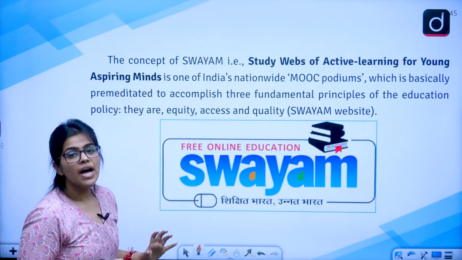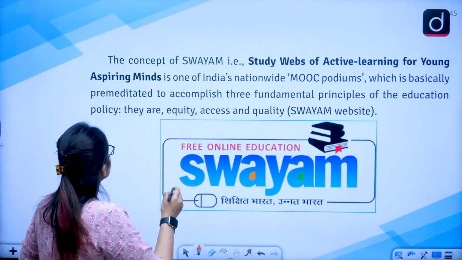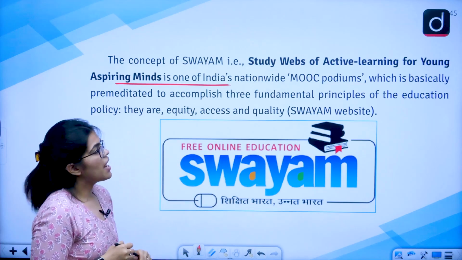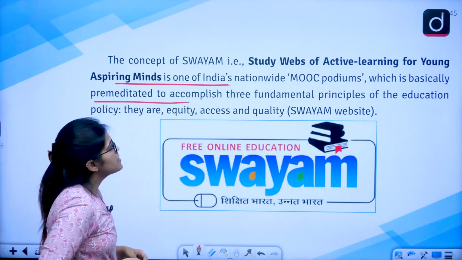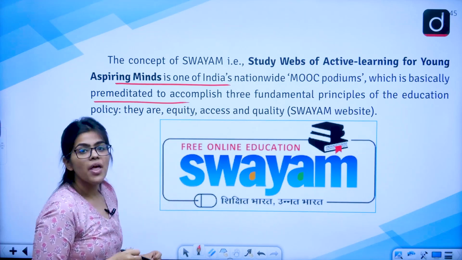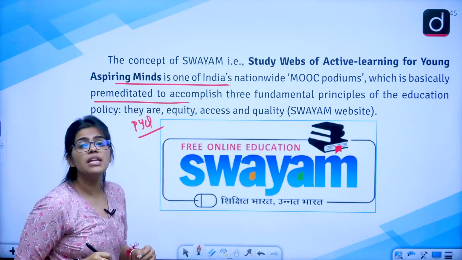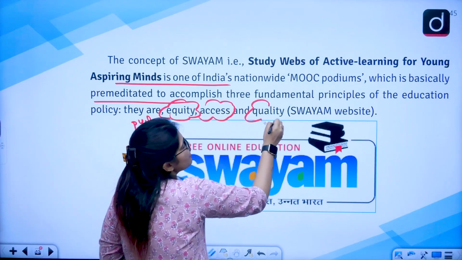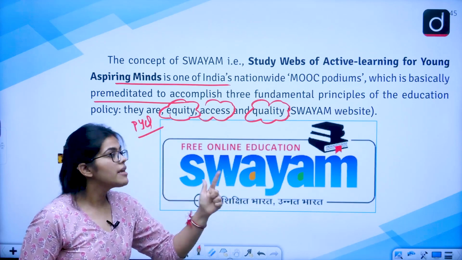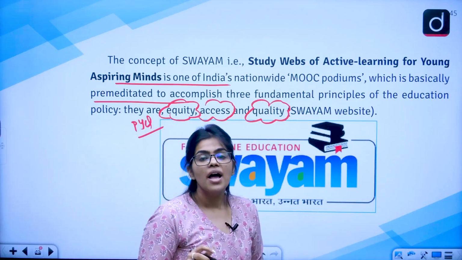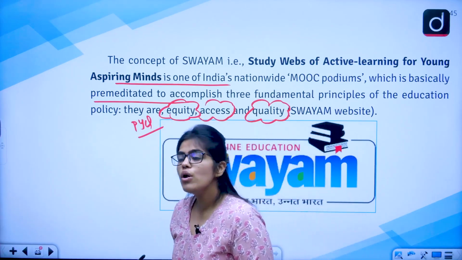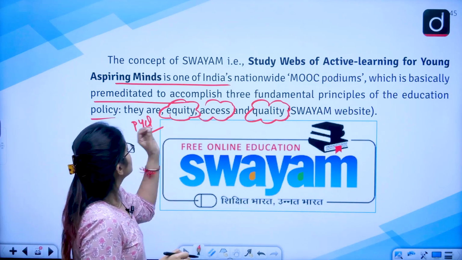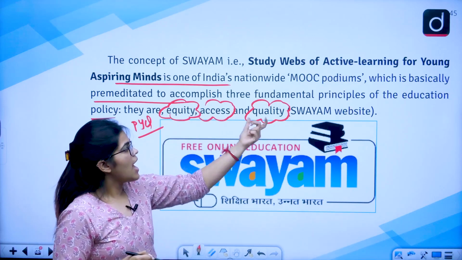The concept of Swayam, that is, Study Webs of Active Learning for Young Aspiring Minds, is one of India's MOOC platforms. It is our very own MOOC platform, which is basically premeditated to accomplish 3 fundamental principles. This is also a PYQ. What are these 3 principles? It talks about equity, access, and quality. Good quality education given to everyone, free accessibility, anywhere at any time you can use it. These are the policies that Swayam talks about. So the 3 policies are equity, access and quality.